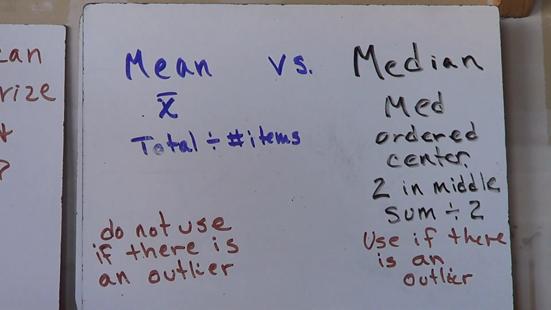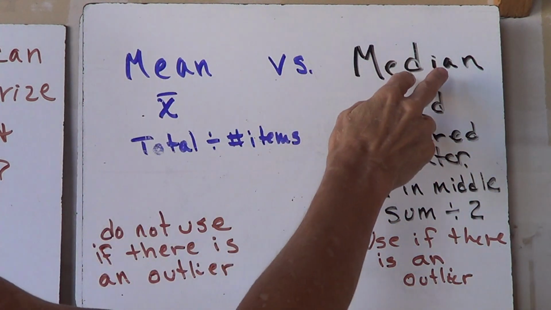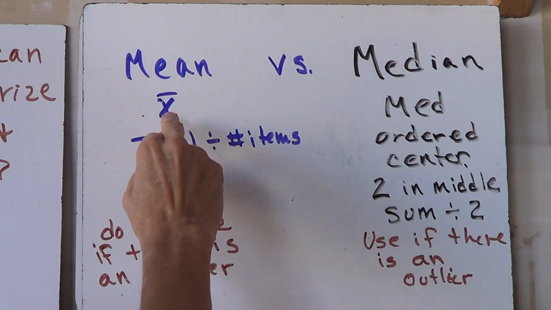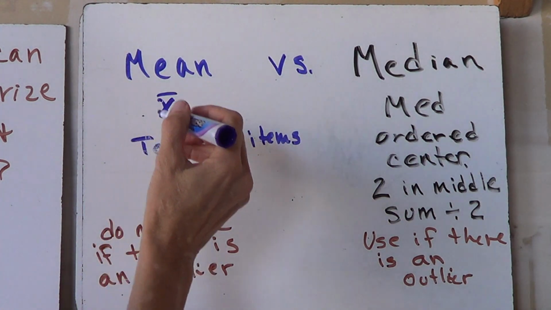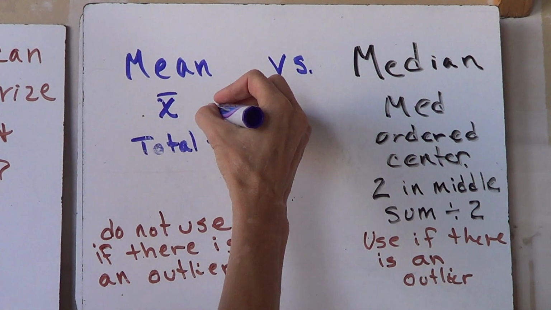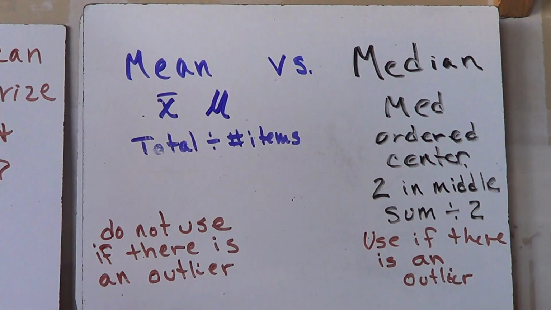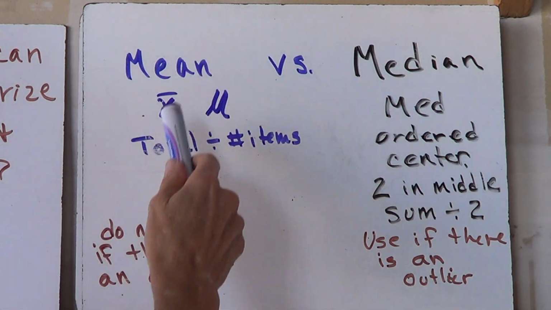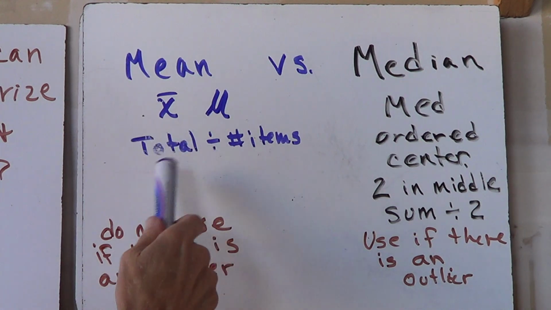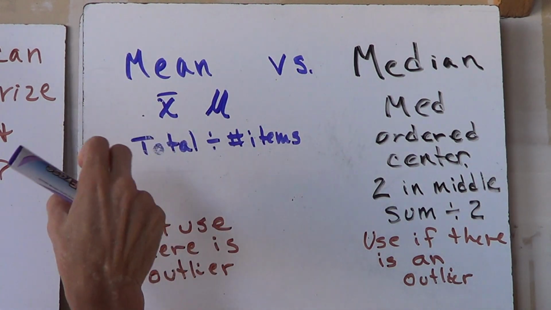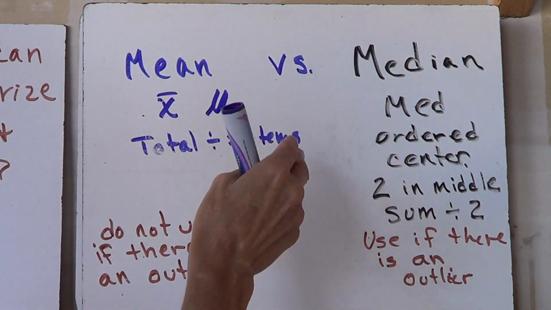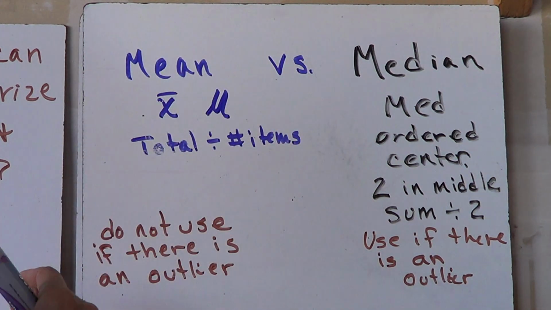The two most common you're probably familiar with are mean and median. Make sure you get in your notes this X with the little line over it is a symbol for mean, also mu. It looks like a U, but it's actually a Greek symbol called mu. The way that you get the mean is you get the total, either add them up or multiply to get the total, and then divide by the number of items there are.